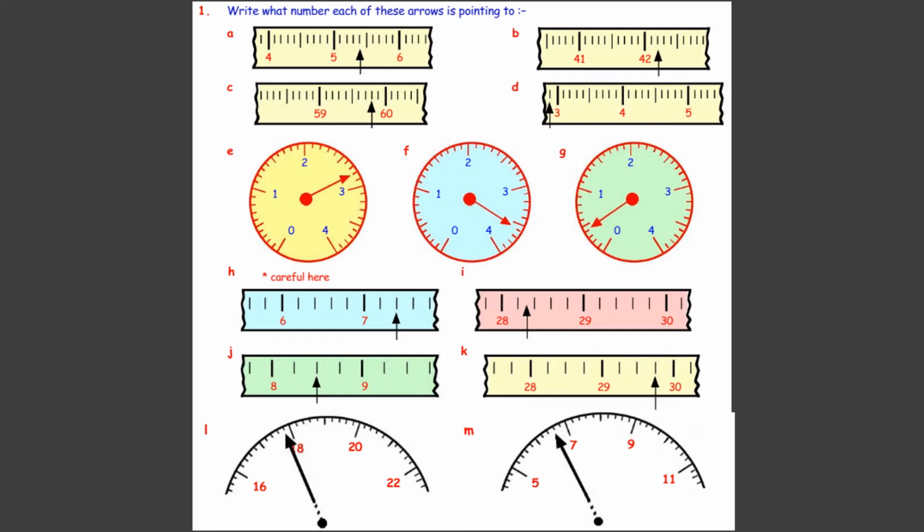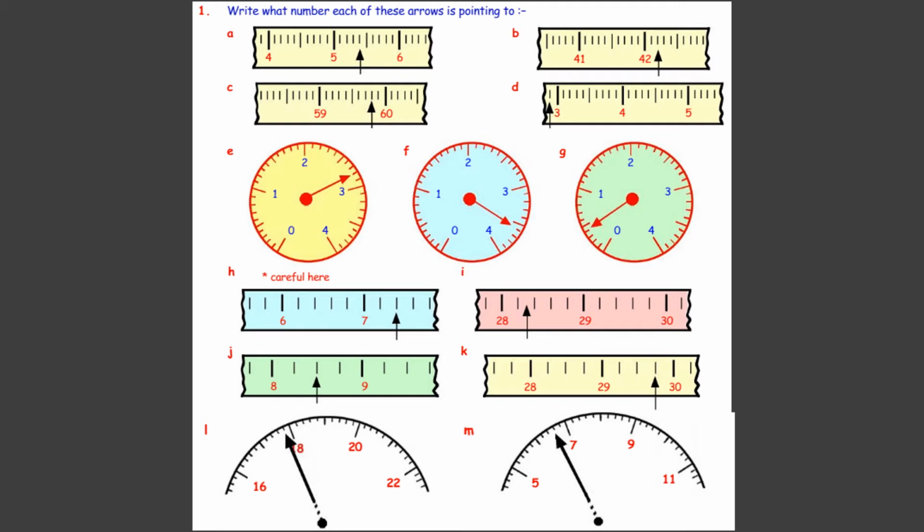So I'm going to do 1A in very close detail with you, and I'm going to give you more information about some of the others. So 1A, if we look where the black arrow is, it is between the 5 and the 6. Okay? And you can count those lines, 1, 2, 3, 4, or you can see that where the 5 is, it's one before the 5. So we know that we've passed the 5, we haven't reached the 6 yet, so it's got to be 5 point something. It's 1, 2, 3, 4, it's 5.4.